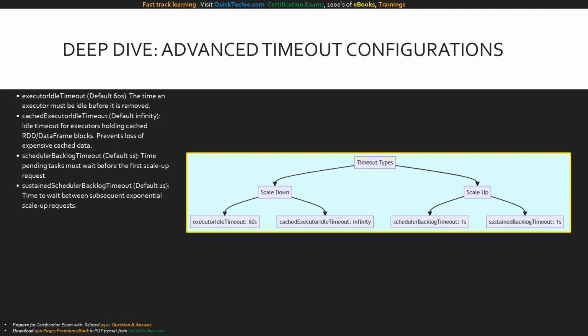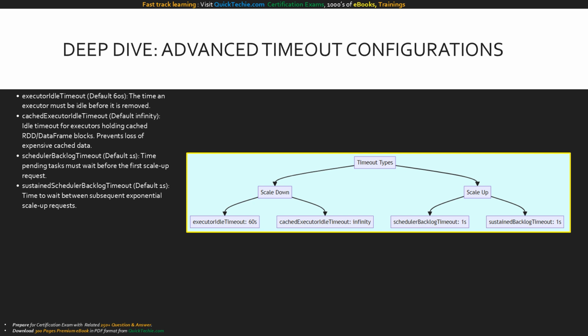For senior engineers, the default settings aren't always enough. Let's deep dive into the timeout configurations. Executor idle timeout defaults to 60 seconds. If your tasks have large gaps between them, you might want to increase this to avoid thrashing, constantly killing and spinning up executors. Cached executor idle timeout is critical. It defaults to infinity. If an executor is caching an RDD or DataFrame in memory, Spark won't kill it because reading from disk again would be too expensive. If you change this, be aware of the performance penalty.